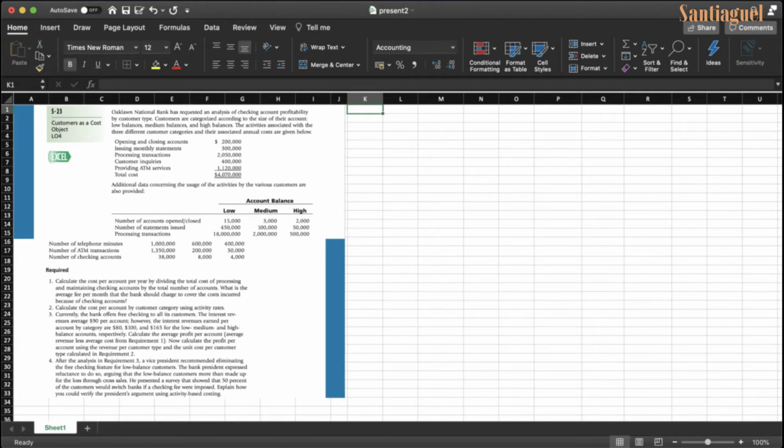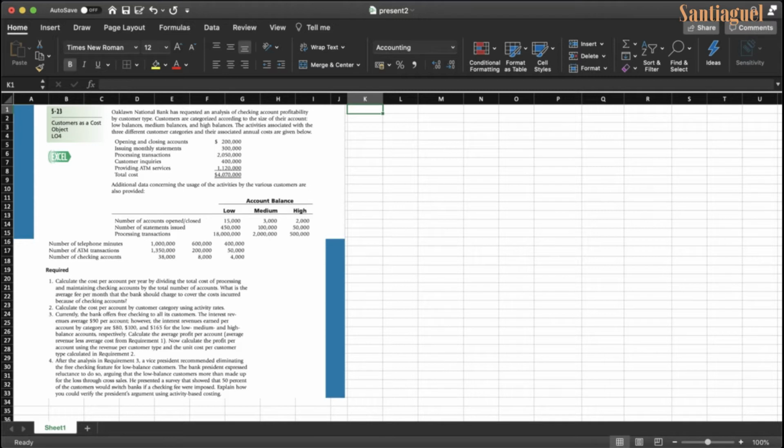Opening and closing accounts for $200,000, issuing monthly statements for $300,000, processing transactions for $2,050,000, customer inquiries for $400,000, and providing ATM services for $1,120,000, with a total cost of $4,070,000. Additional data concerning the usage of the activities by the various customers are also provided.